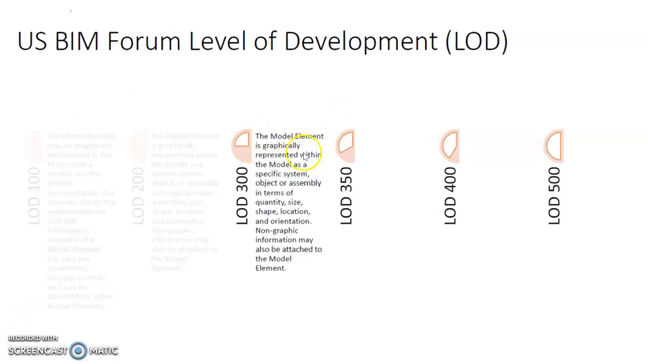So when you go on to LOD 300, the element that you want to model will be graphically represented in the model now as a specific system, object or assembly in terms of the quantity, the size, the shape, and the location and orientation. And again, you can also attach non-graphical information to this element in the model. So now it is more detailed in the sense that it is a specific system, compared to LOD 200, which is a generic system.